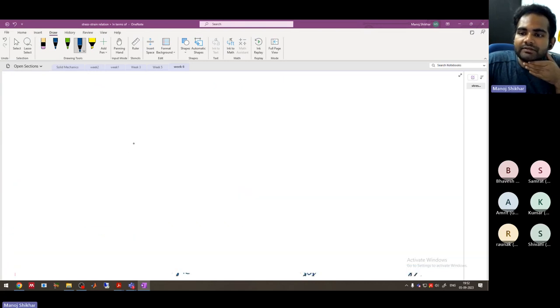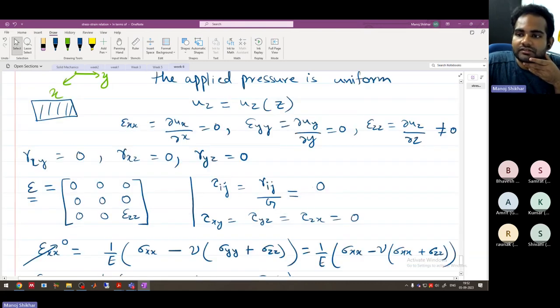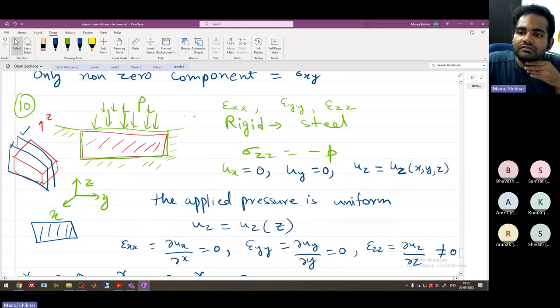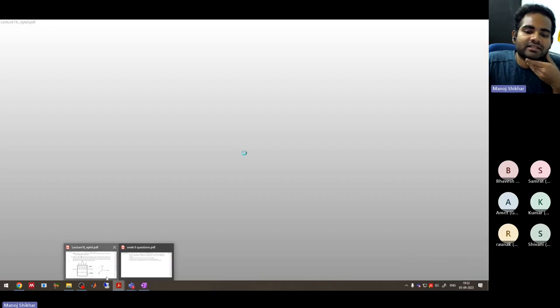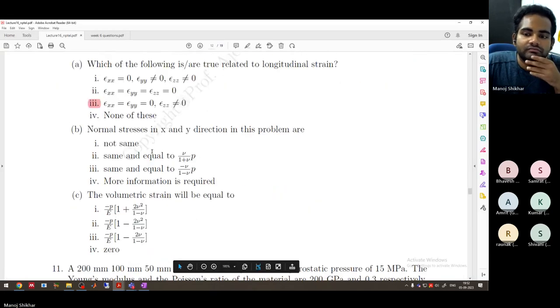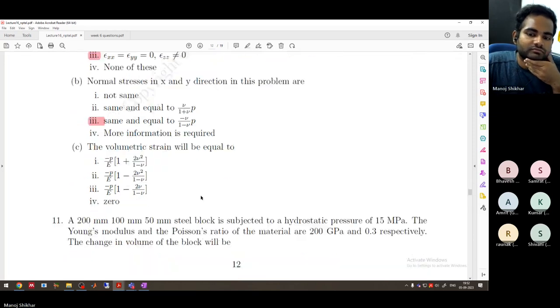So they had given sigma zz as minus P. Where is it? I've written it somewhere. So sigma zz is minus P. So our answer is sigma xx equal to minus P times nu by 1 minus nu, and sigma xx and sigma yy are equal. So the answer will be the third option. Okay.